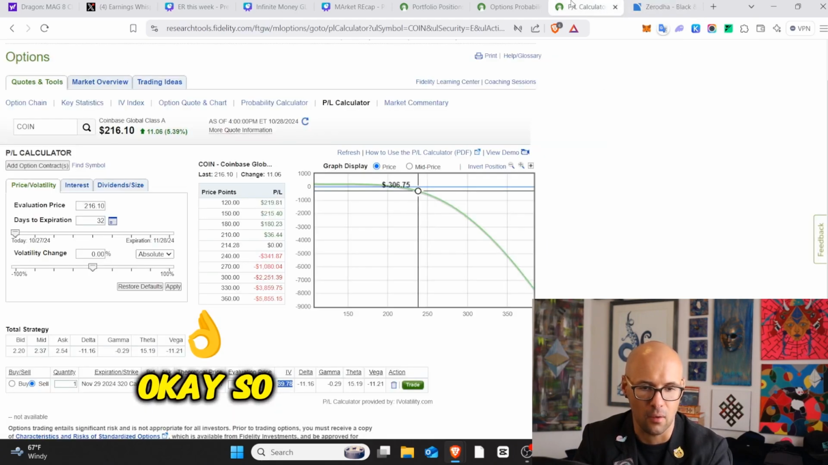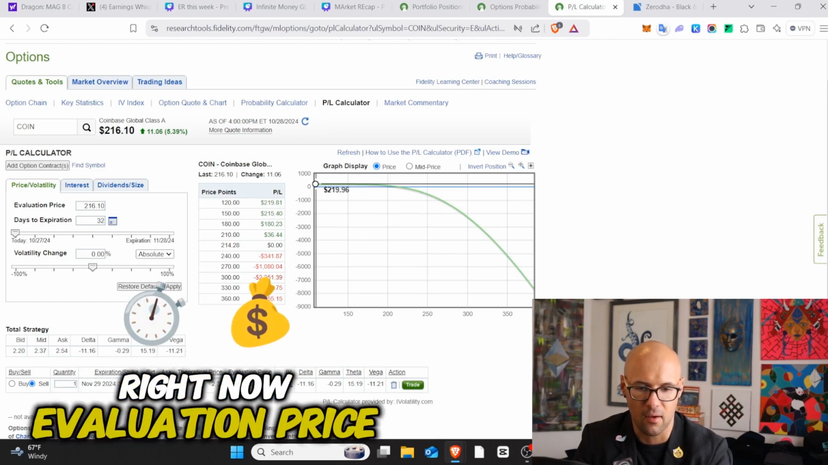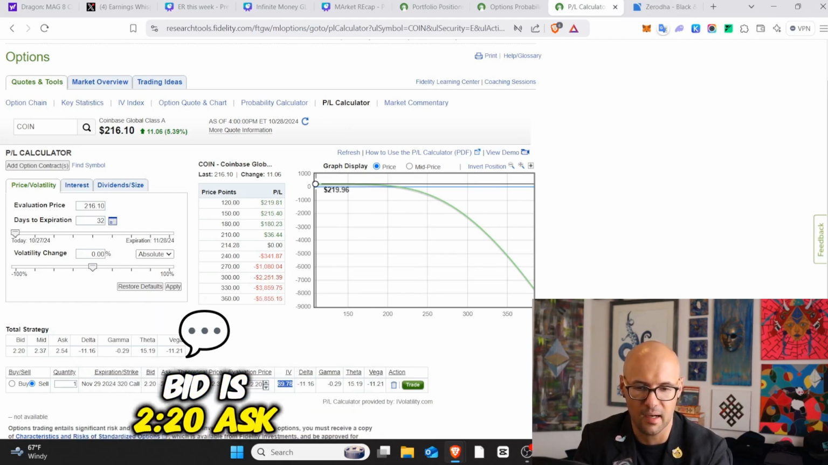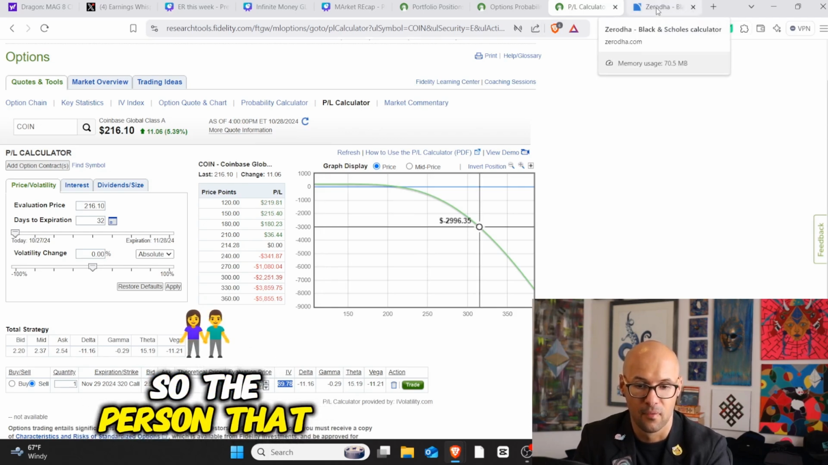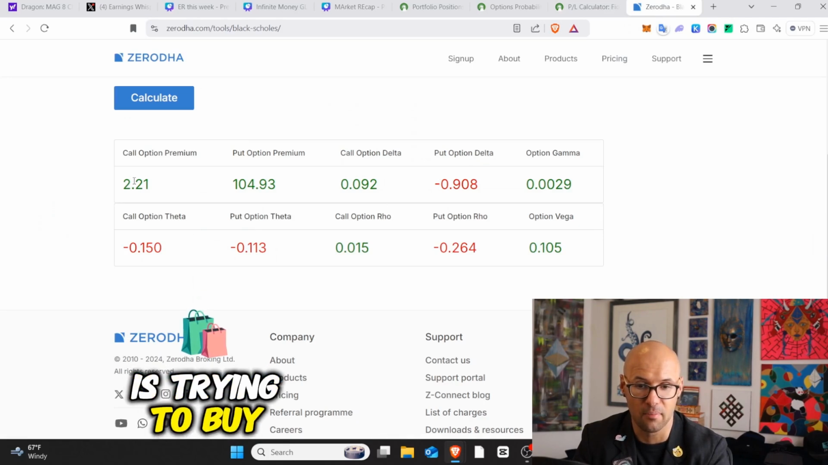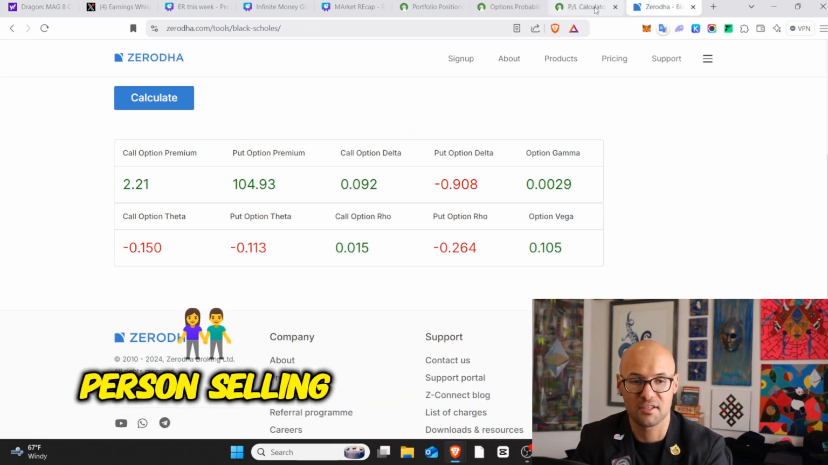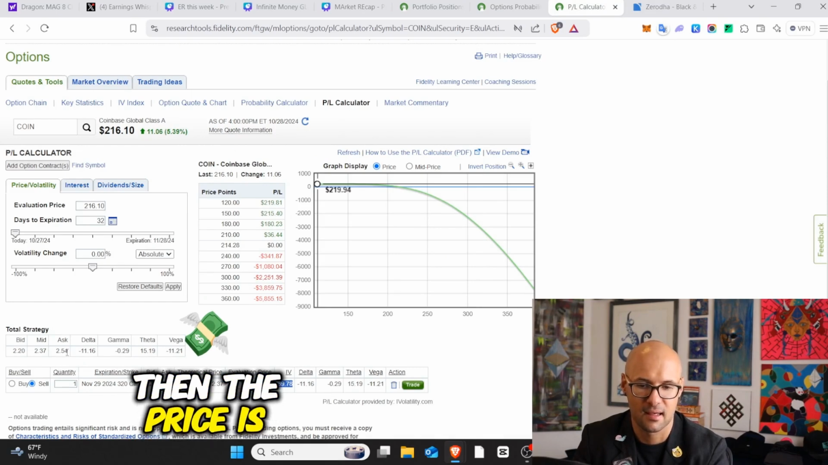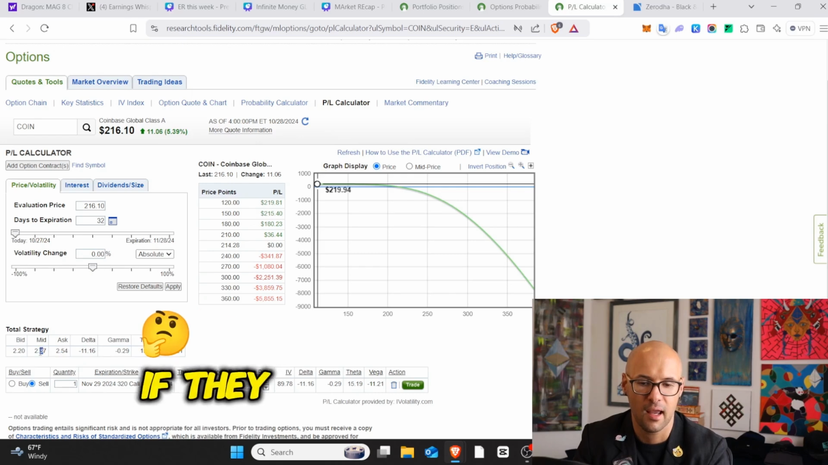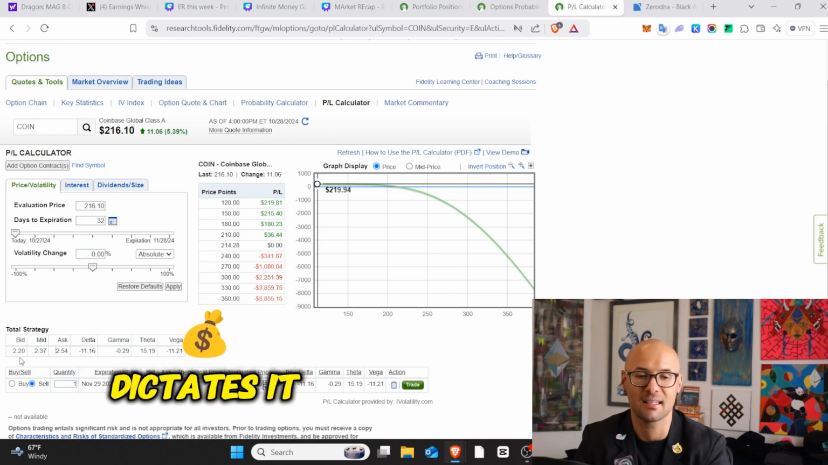Okay, so is that how much it costs? Right now, evaluation price, bid is 220, ask is 254. So the person that is trying to buy it is trying to buy it at the theoretical optimal price. The person selling is trying to get more than that price. The ask is 254. If they sell in the middle, they will still actually get more than the theoretical Black and Scholes formula dictates it should cost.